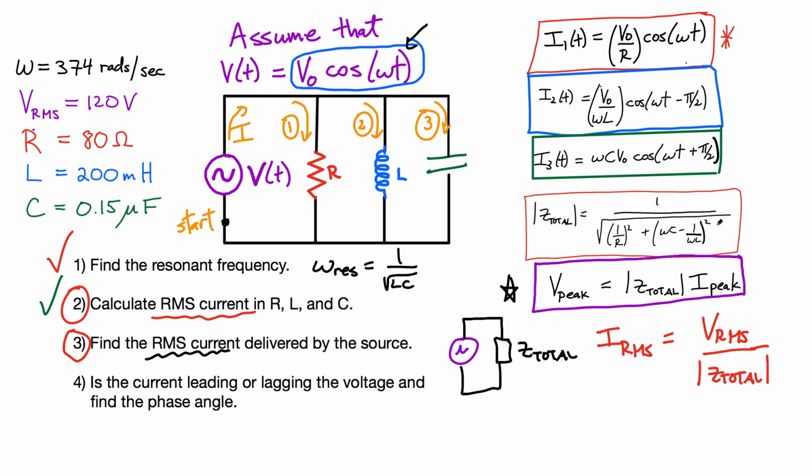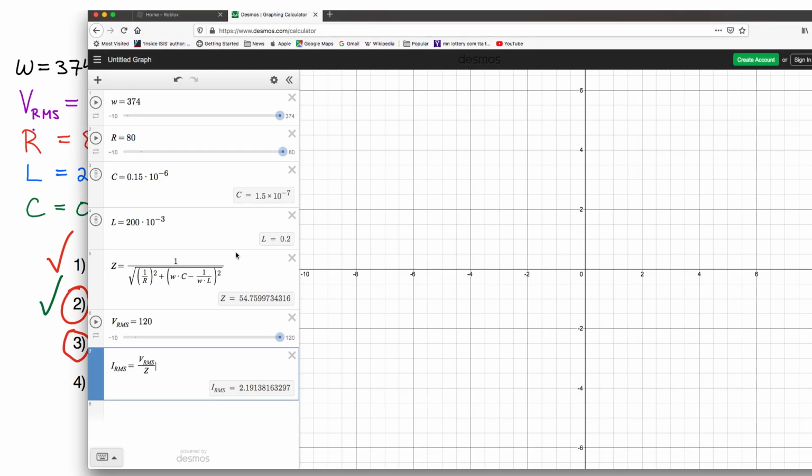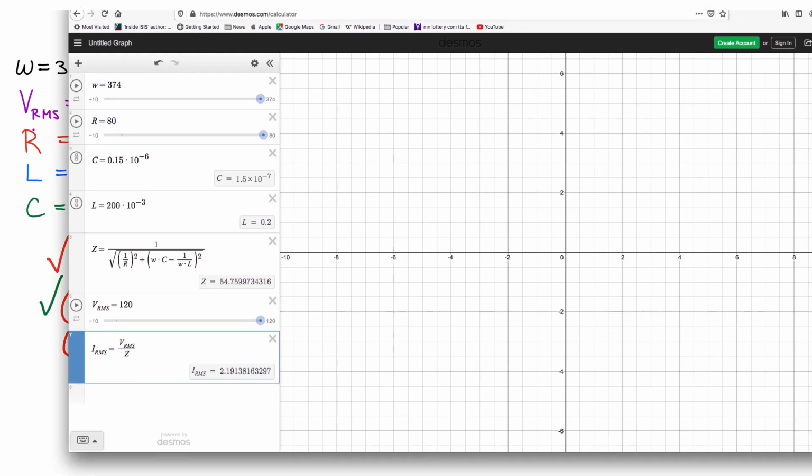So what I did then, I just plugged all these numbers into Desmos. Let me show you how that was done over here. Let me open up a web browser. Here's the web browser over here. So we've got 374 as my angular frequency. My resistor was 80. Capacitance was 0.15 microfarad, 10 to the negative 6. Inductance was 200 millihenries. And then I just substituted all of these numbers into my calculator. And I got that the total impedance was approximately 54.8 ohms.